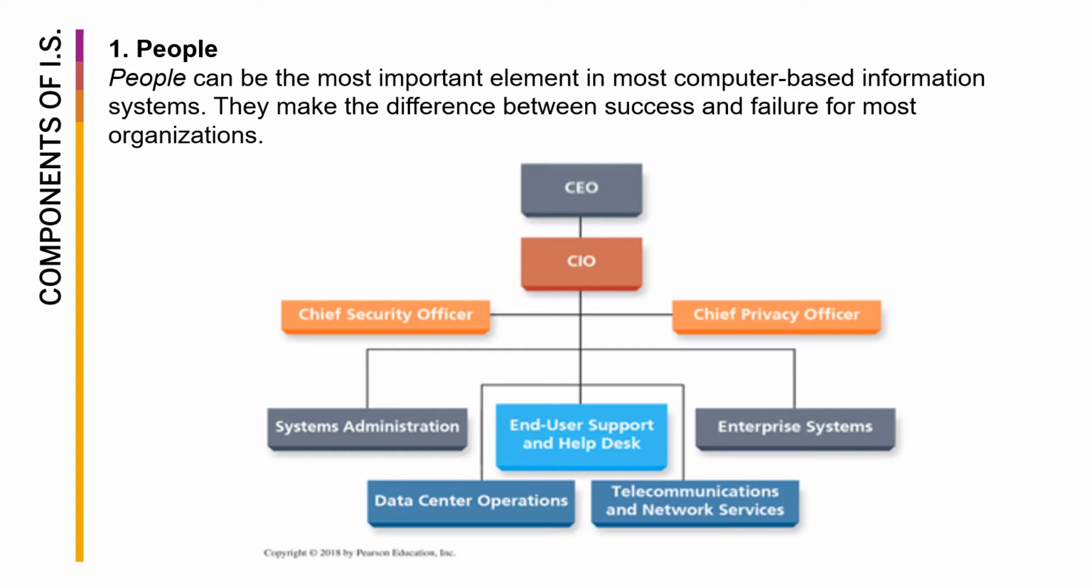The CIO might report directly to the CEO or to another vice president, often the one responsible for finance and administration. As a senior executive, the CIO's job is not just to oversee the department, but to help shape the organization's strategic goals and ensure the information systems contribute to them.